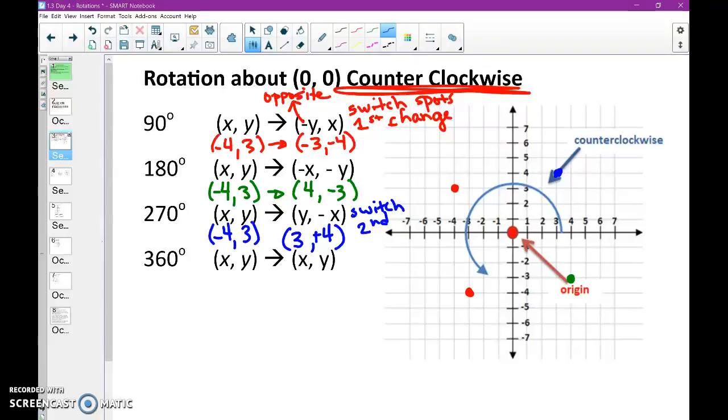You'll notice 360 looks exactly the same as the original, because if you go around 360 degrees, you get back to your original spot, which is kind of nice. It ends up right back where it started. So something I do want to point out.